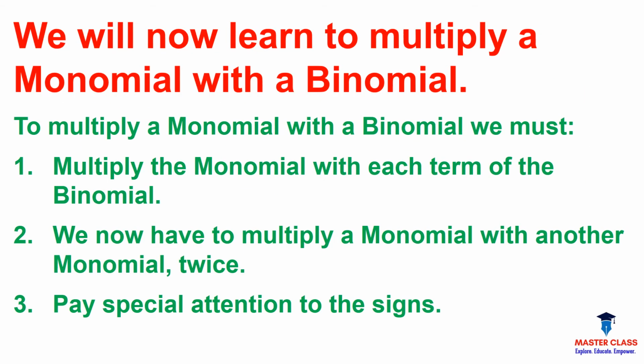We will now learn how to multiply a monomial with a binomial. To multiply a monomial with a binomial, we must first multiply the monomial with each term of the binomial. Now we have to multiply a monomial with another monomial twice. Pay special attention to the signs.